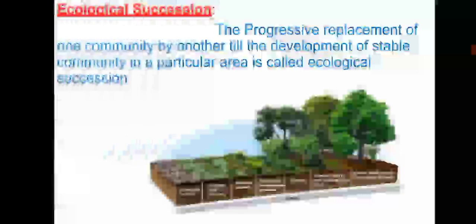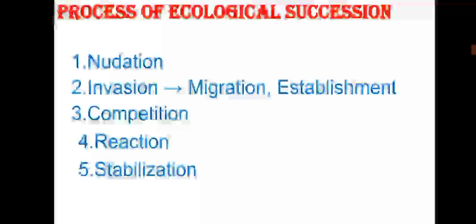Now we discuss about ecological succession. Ecological succession means the progressive replacement of one community by another community till the development of a stable community in a particular area is called ecological succession. So the various stages involved in ecological succession are nudation, invasion, competition, reaction and stabilization.